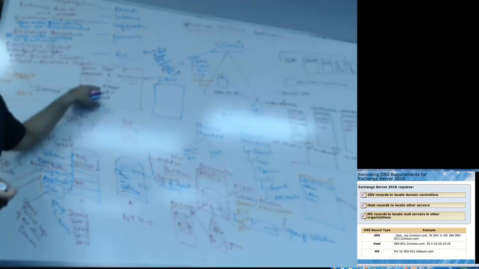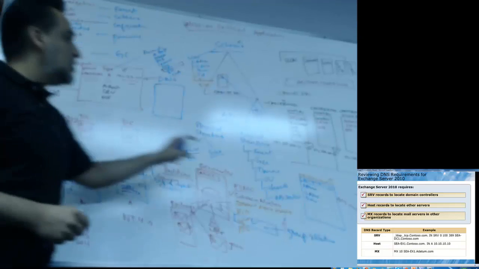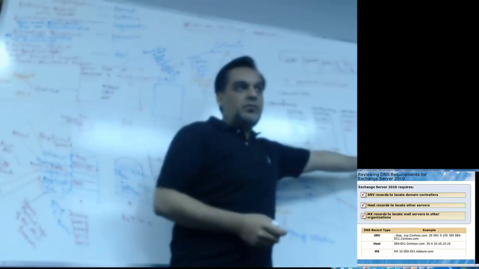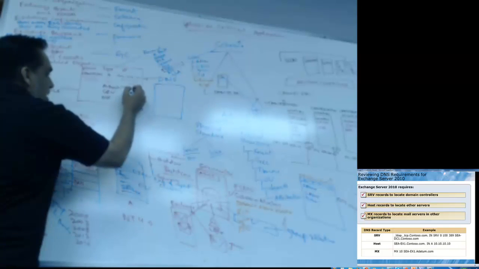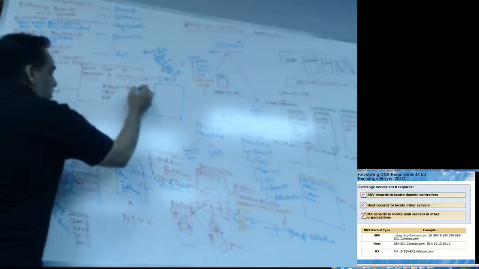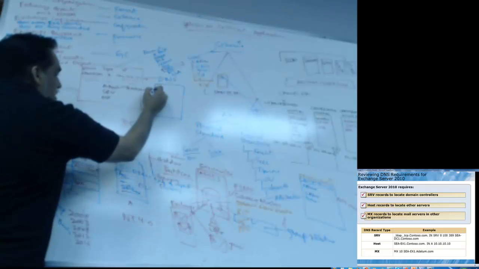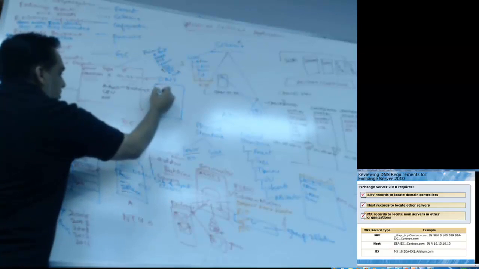Guys, first one, A host record. A host record is automatically registered for Exchange. As soon as you create this server, A host record will be created for all these, right? So A host record is automatically created. We don't need to do anything. So this is actually the Exchange server record itself.